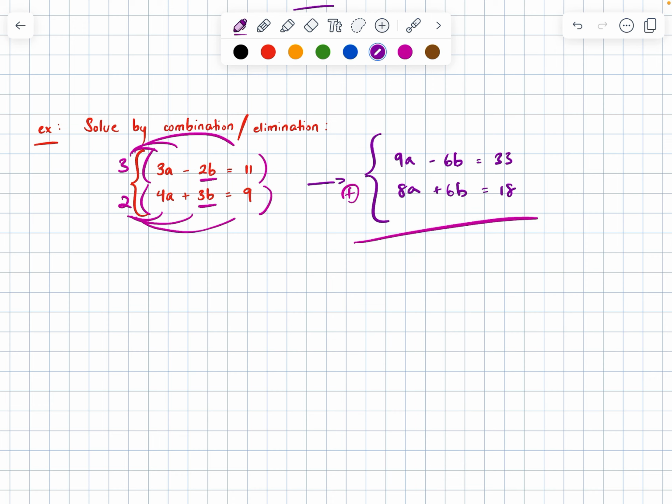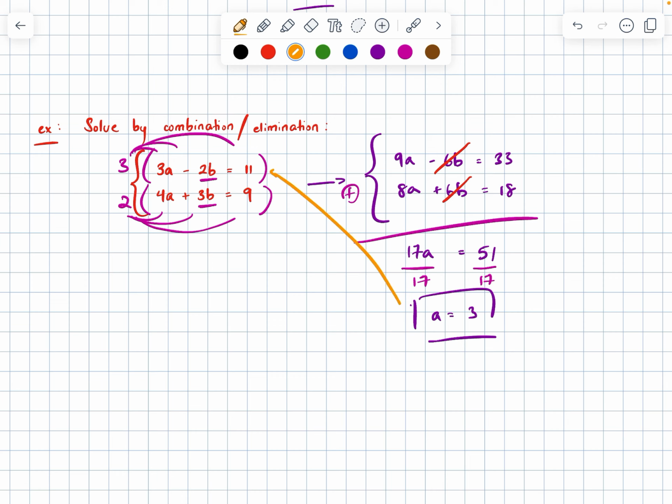I can now use addition to eliminate my b's. 9a plus 8a is 17a. Negative 6b plus 6b. These are going to undo each other. That's 0. And then I have 33 plus 18. That's equal to 51. Dividing both sides by 17 to get a by itself, that tells me that a is equal to 3.